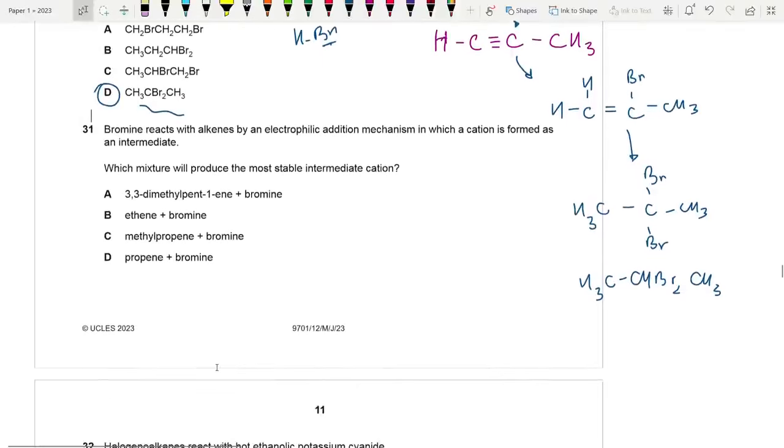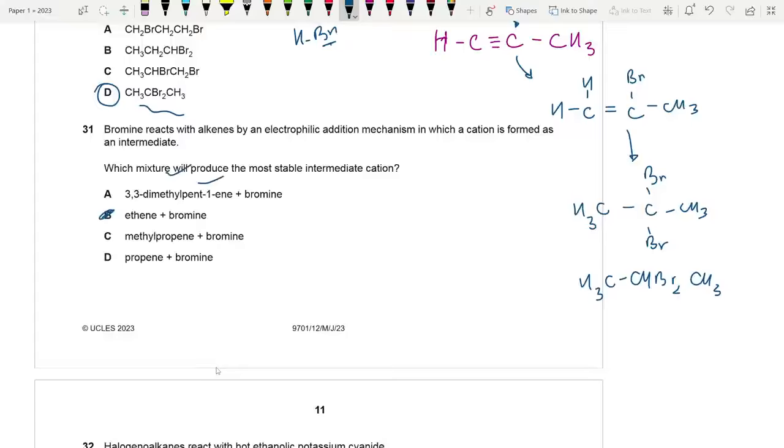Markovnikov's rule applies. Bromine reacts with alkenes by electrophilic addition mechanism, in which a cation is formed as an intermediate. Which mixture will produce the most stable intermediate cation? Okay, ethene plus bromine. No, no, no. Clearly no. We need a tertiary, right? We need a tertiary carbon. So check this one out.